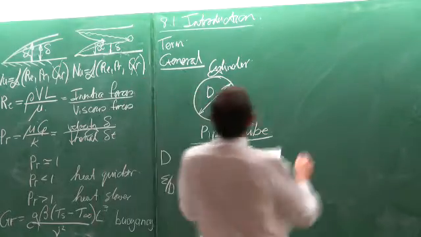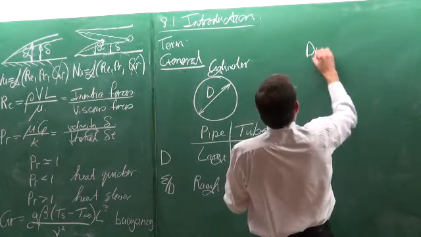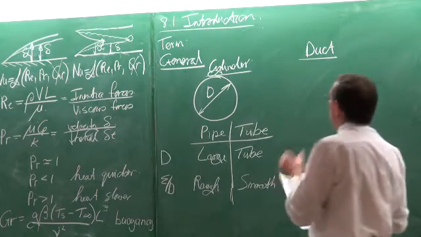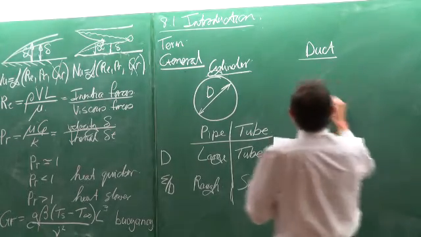Okay, then ducts. What do we consider as a duct? That's a cylindrical pipe or tube, and these will be ducts.